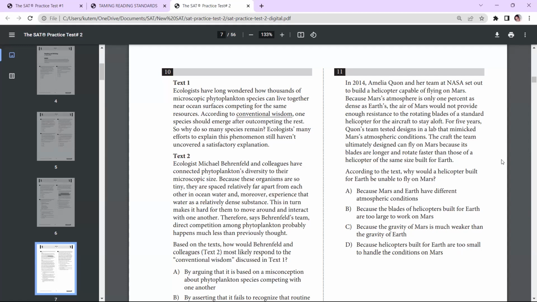And it's asking, so why would a helicopter built for Earth be unable to fly on Mars? A says, because Mars and Earth have different atmospheric conditions. B says, because the blades of helicopters built for Earth are too large to work on Mars. C says, because gravity of Mars is much weaker than the gravity of Earth. D says, because helicopters built for Earth are too small to handle the conditions on Mars. What do you guys think?